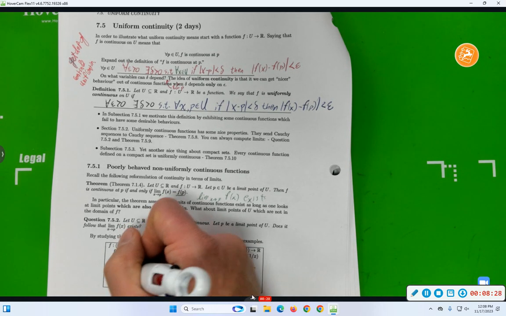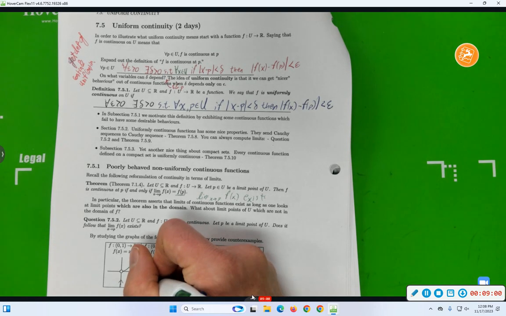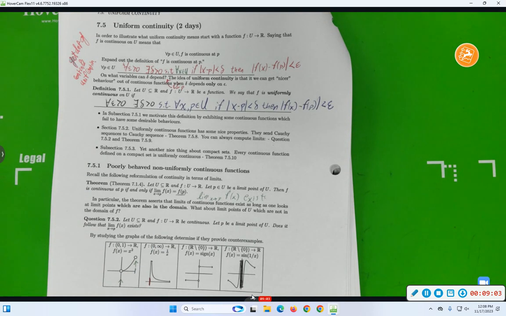There are the two points that are limit points of this domain but aren't in the domain. If I asked you to compute the limit of this function as x approaches 0 or 1, would you say those limits exist? I think you would. I think the limit as x approaches 0 is 0, and the limit as x approaches 1 is 1. So this is a nice function. It has nice behavior. Now f of x equals 1 over x. I think the limit point of this domain is 0. Would you say the limit as x approaches 0 of this function exists?